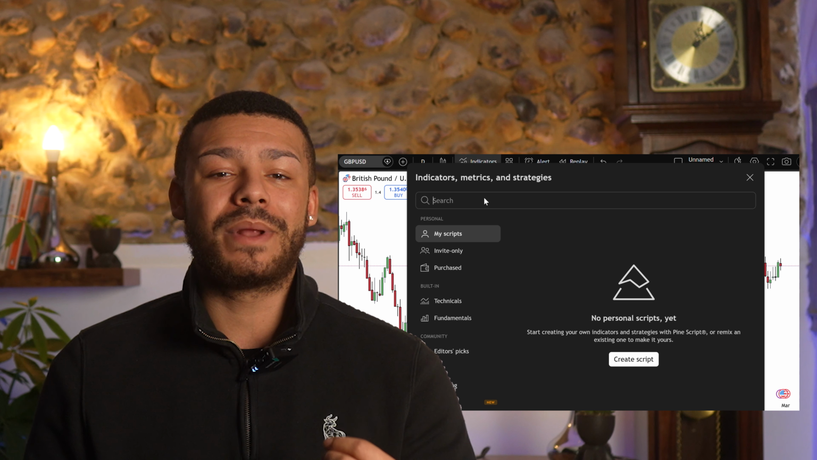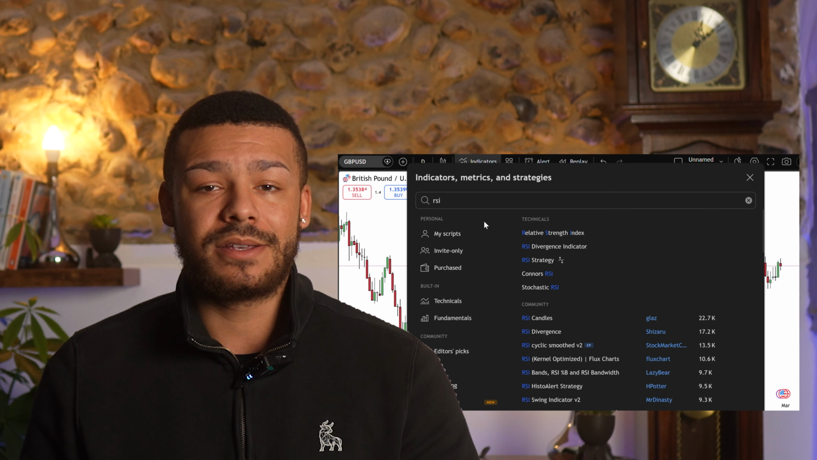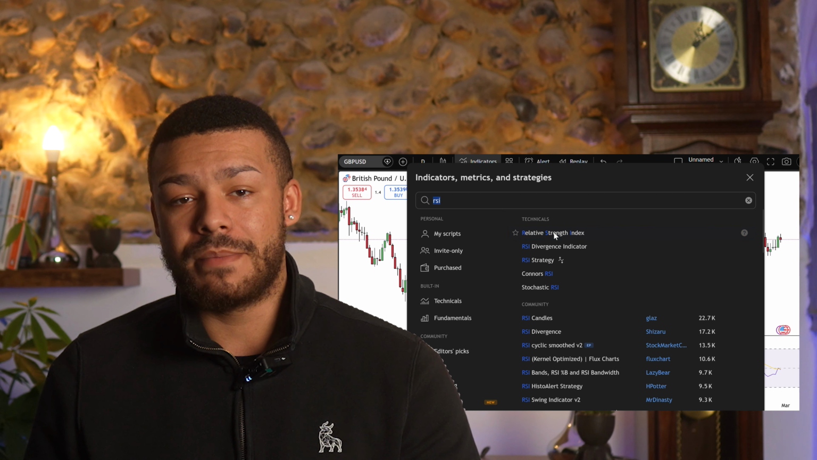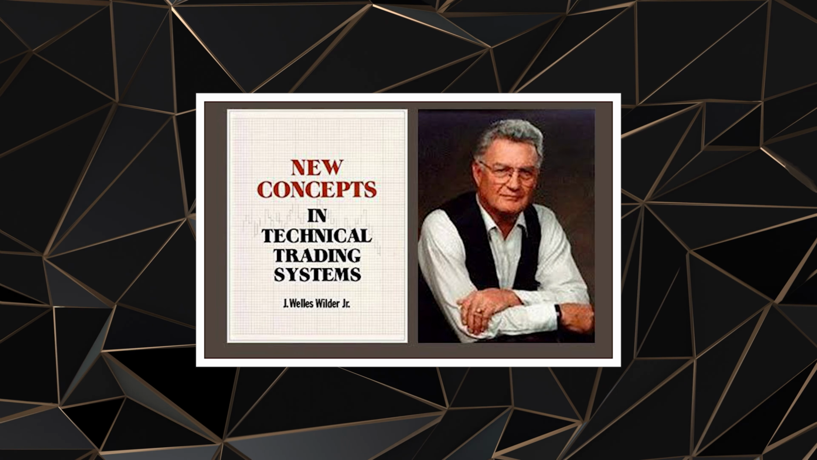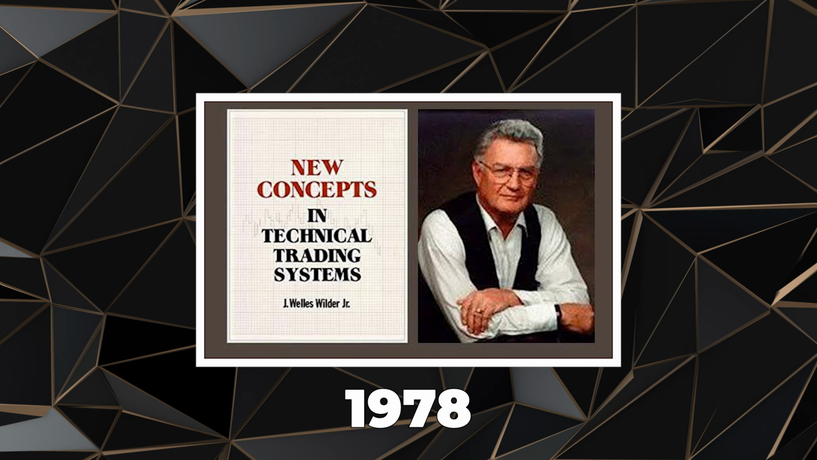RSI does something completely different. It measures momentum. Here's what that actually means. RSI stands for Relative Strength Index. It was developed by a technical analyst called J. Wells Wilder back in 1978, and it's been one of the most widely used indicators ever since.